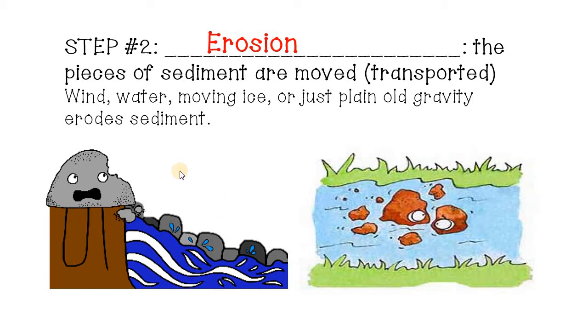And it can be done by wind, or water. It can also be large chunks of ice, so like a glacier moving slowly across the land can tear up and move along pieces of sediment. And sometimes it's just plain old gravity. The rock was at the top of a hill, and so the little pebbles roll down, as you can see with this guy right here. And then once they are moving, we call that erosion.